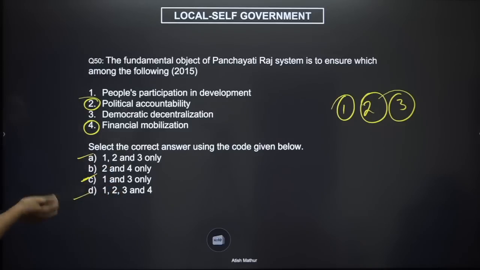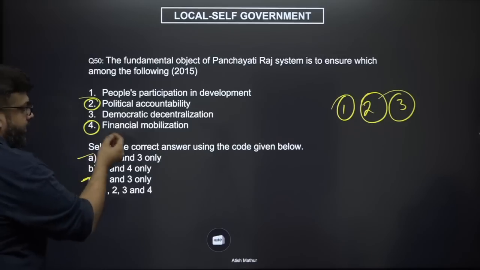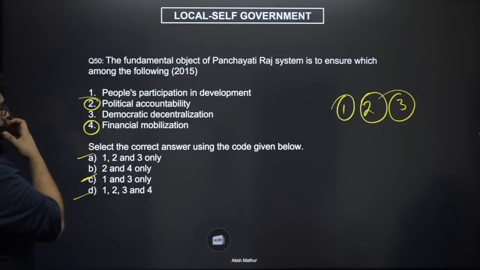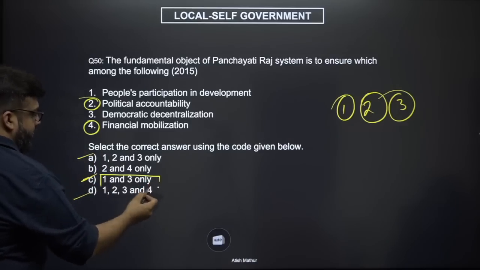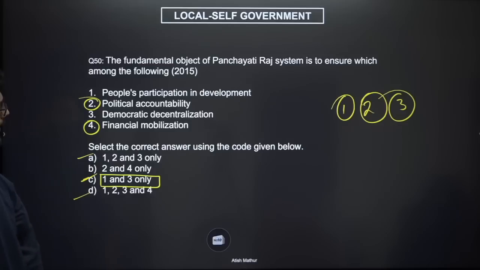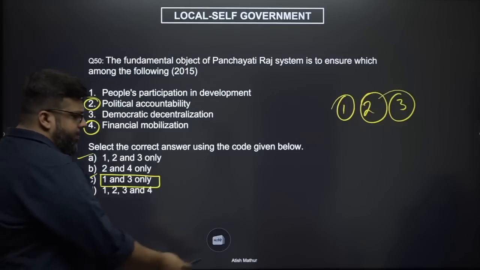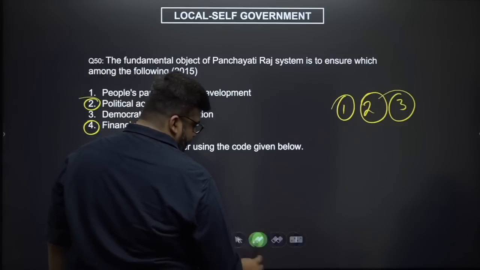And if you eliminate 2 and 4, your answer becomes 1 and 3, right? Clear? So your answer should be C, 1 and 3. Simple question though. All right.